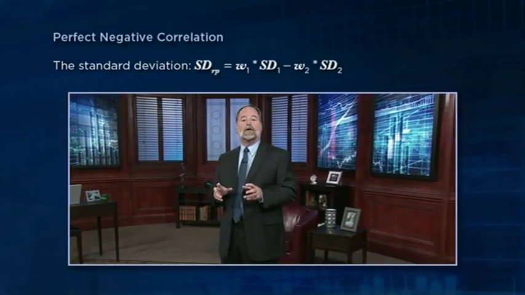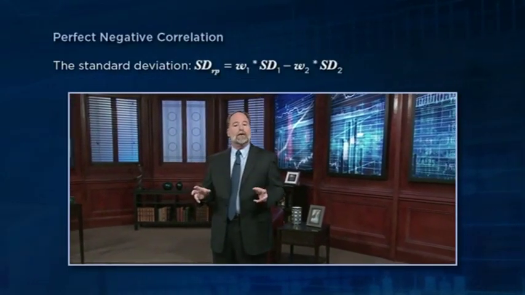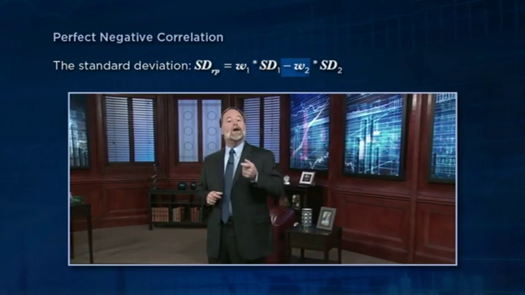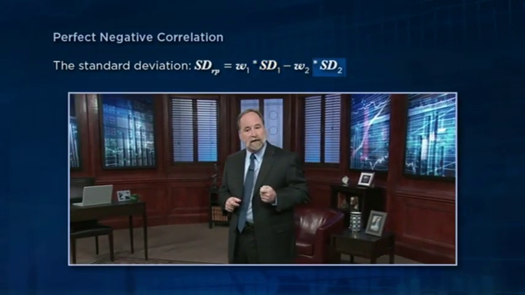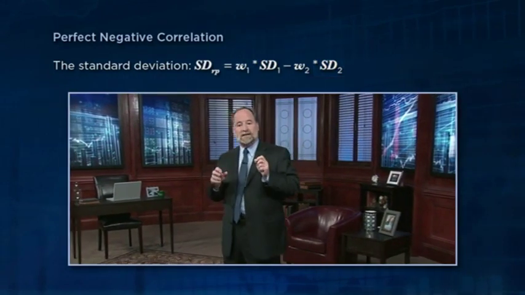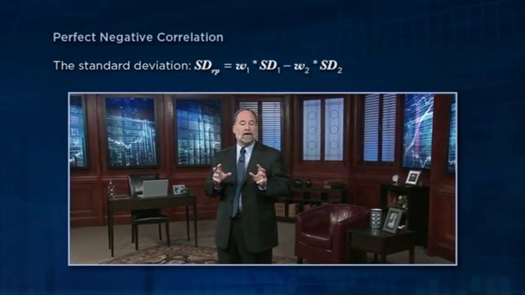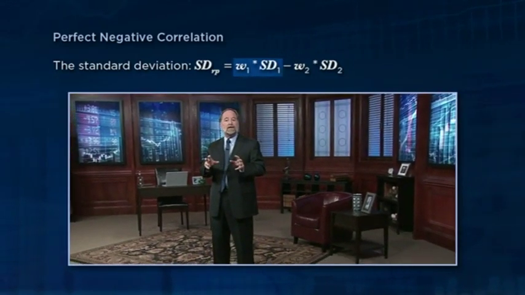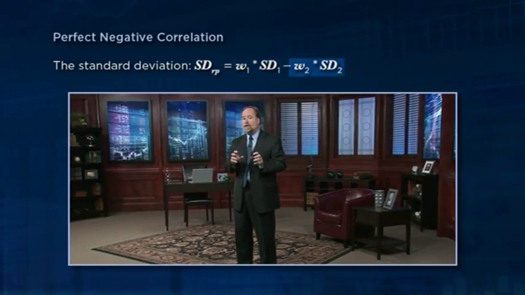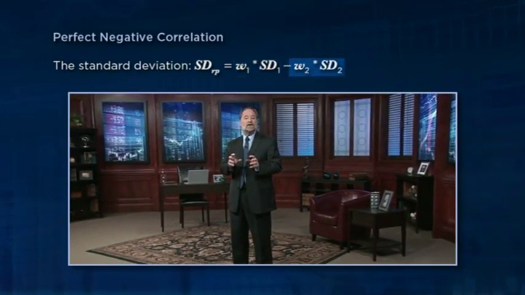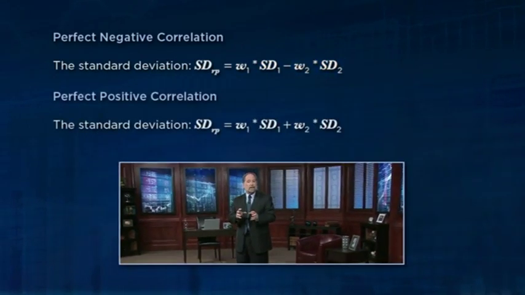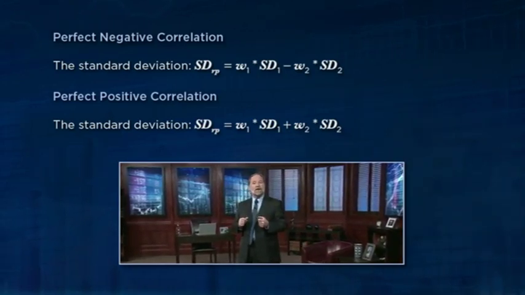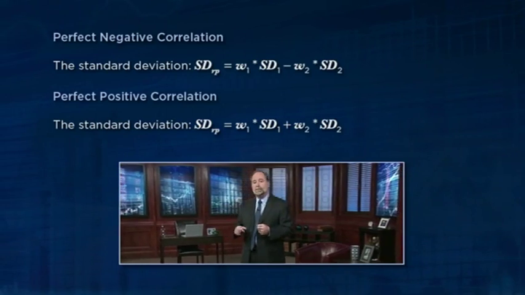In the case of perfect negative correlation, the standard deviation of the portfolio becomes the weight on the first one times the standard deviation of the first one minus the weight on the second one times the standard deviation of the second one. That is, the standard deviation has the same two parts as in the perfect positive correlation case. Part 1 is the weight on the first security times the standard deviation on the return on that security. Part 2 is the weight on the second security times the standard deviation of that second security. With positive correlation, the two parts are added together. In contrast, with negative correlation, the second part is subtracted from the first.